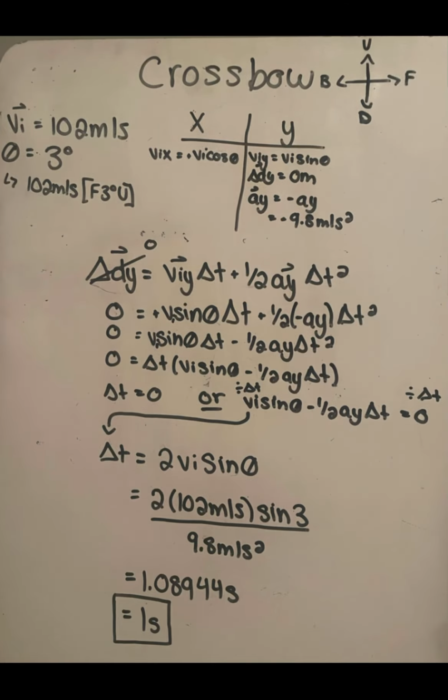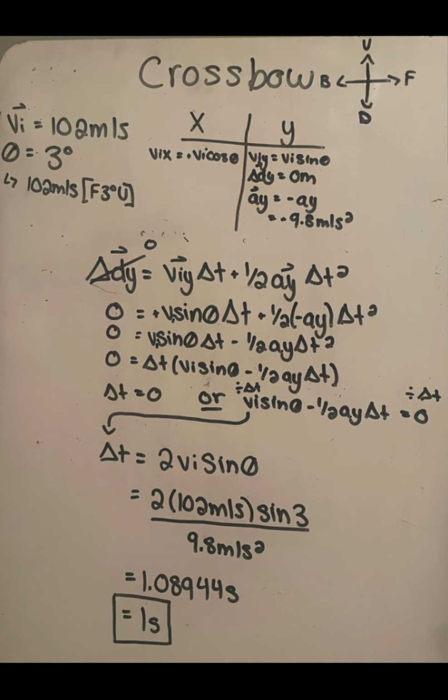The concept that I decided to solve for was projectile motion. First, I solved for the crossbow. I found a Vi of 102 meters per second using an app because it wasn't very accurate with manual timing. And I also used an app to find my theta, which was 3 degrees above the horizontal.